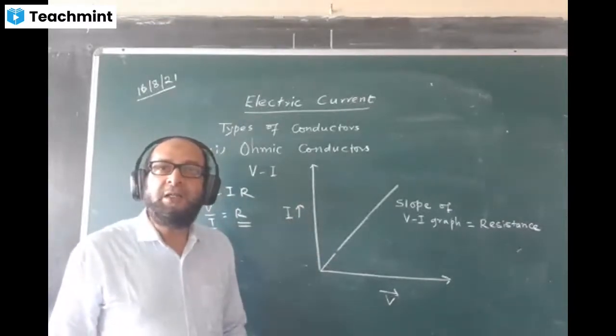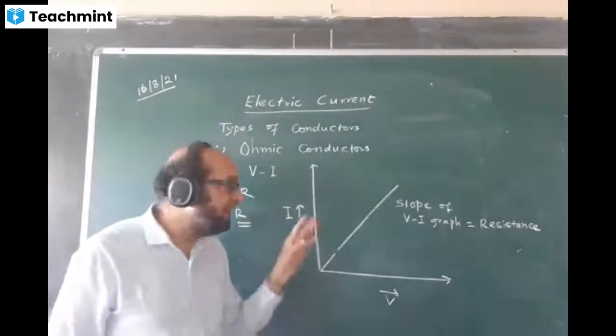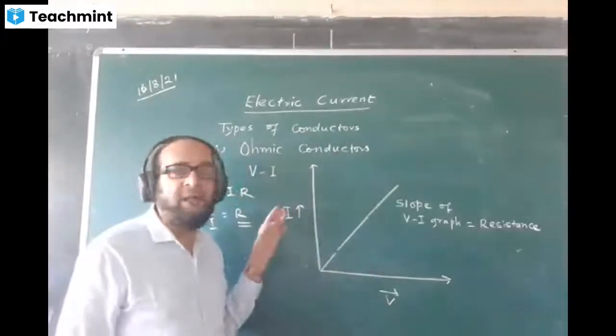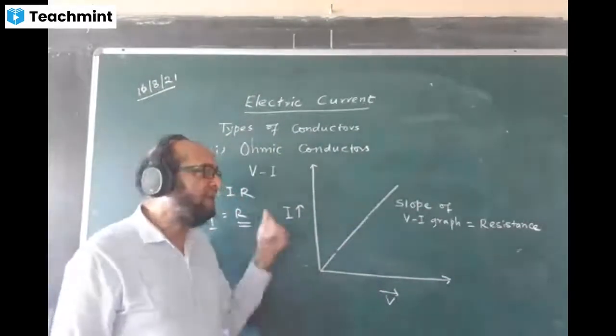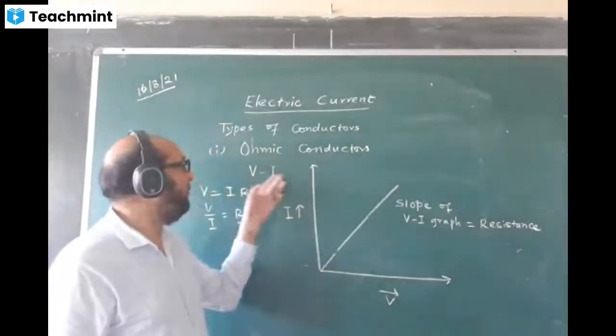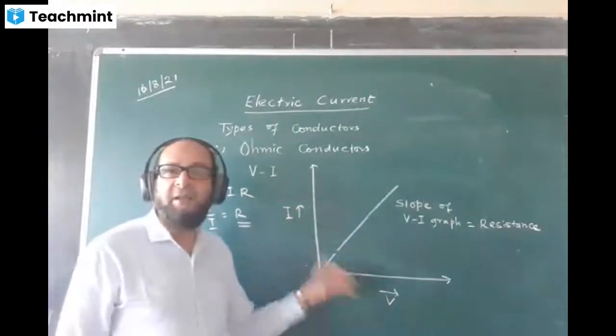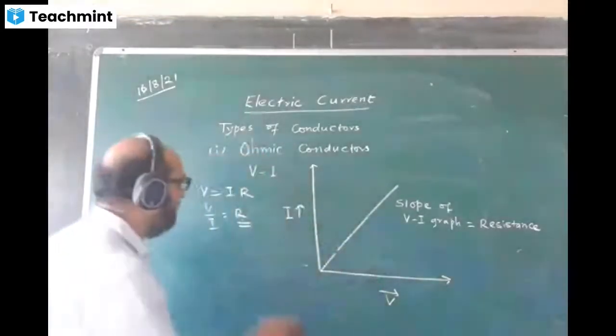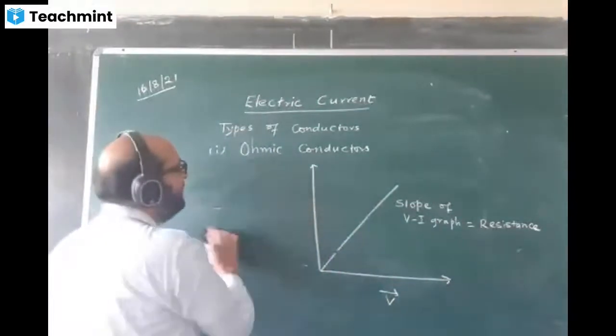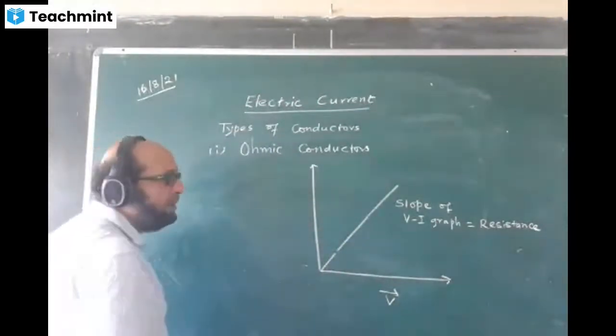So you need to read the graph carefully. See the graph carefully, what they have given, how they have labeled their axis. If the axis is VI, then we say VI graph, voltage here and current here. If IV graph, it will be conductance. Understood? What are the examples of ohmic conductors?